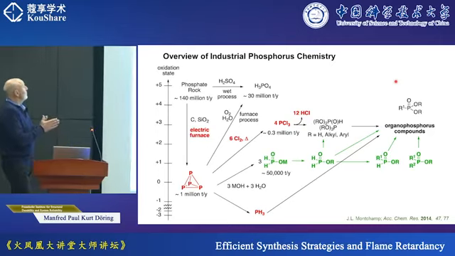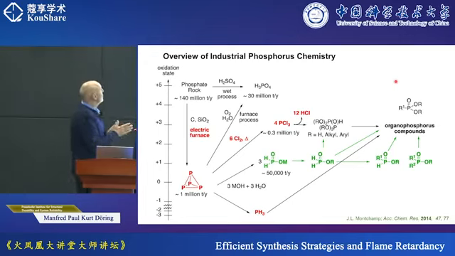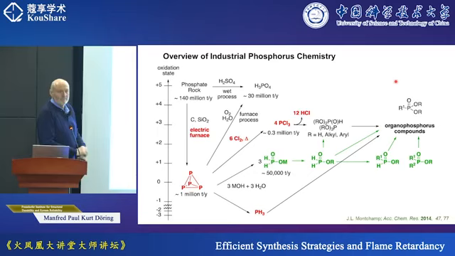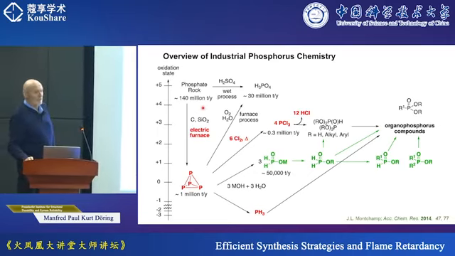Okay, now a little bit deeper in chemistry. You see here a simple overview of industrial phosphorus chemistry, and you see a little bit the amounts here. Phosphate rock, so-called apatite: every year we have 140 million tons to dig from the earth.